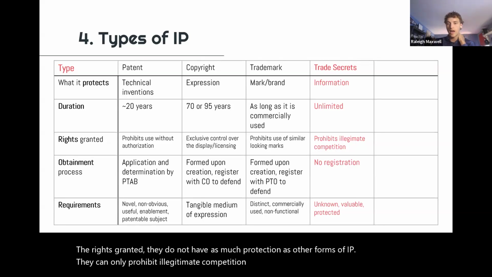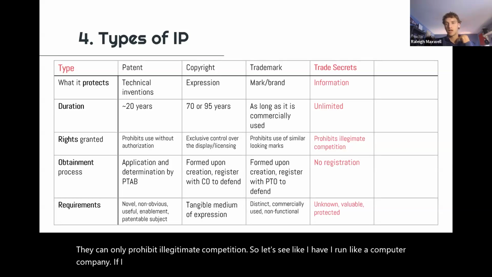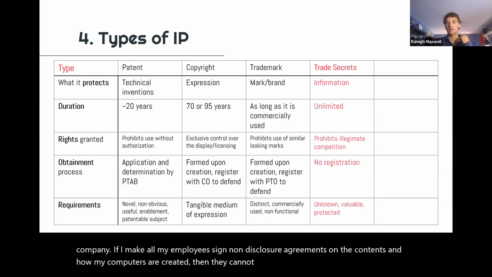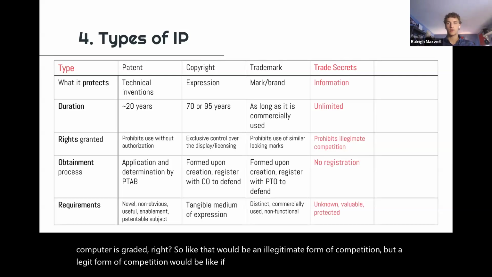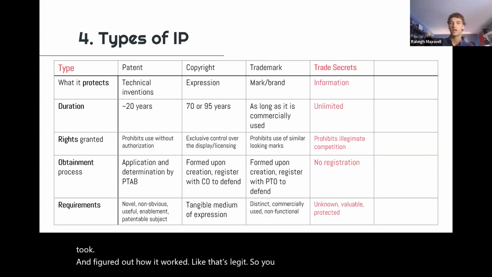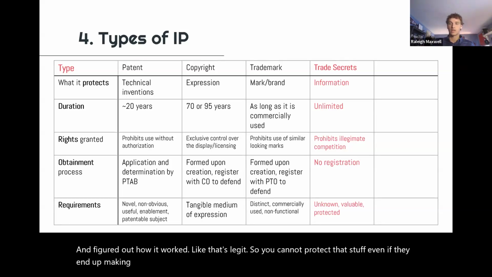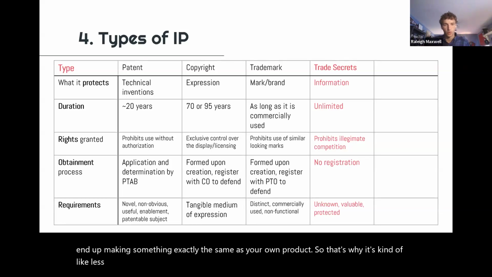So let's say I run a computer company. If I make all my employees sign non-disclosure agreements on the contents and how my computers are created, then they cannot go tell my competitor how my computer is created. That would be an illegitimate form of competition. But a legitimate form of competition would be if my competitor went out and bought my computer, took it apart, and figured out how it worked. That's legit. So you cannot protect that, even if they end up making something exactly the same as your own product.